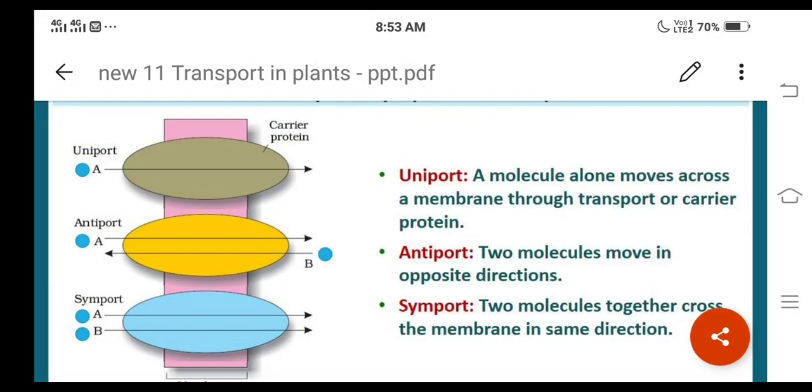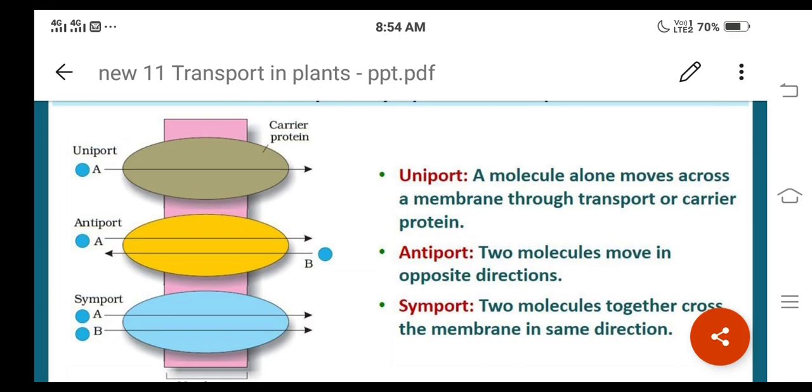And one more type is there, uniport. Uniport means what here? A molecule alone. Here it refers to only one molecule. A molecule alone moves across a membrane through transport or carrier protein. This is called as uniport. Or we can also mention like this: it is the transport of a molecule or substance across the membrane independent of other molecules or substances. It is also called as uniport.